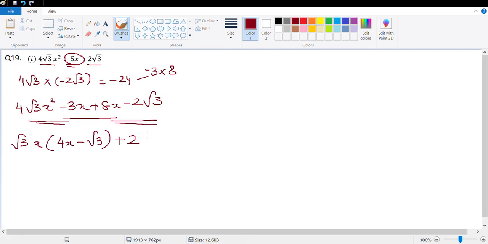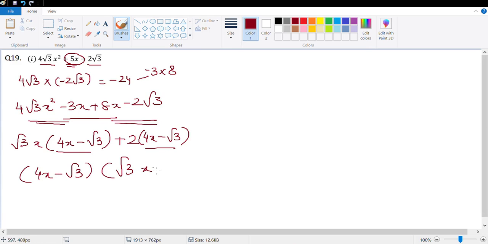Perfect. What's common between the next set of terms is 2. So if I take 2 common, what I'm left with is 4x minus root 3. 4x minus root 3 is common. So 4x minus root 3 multiplied with root 3x plus 2 is equal to 4 root 3 x square plus 5x minus 2 root 3. So that's the factorized form of what we want.